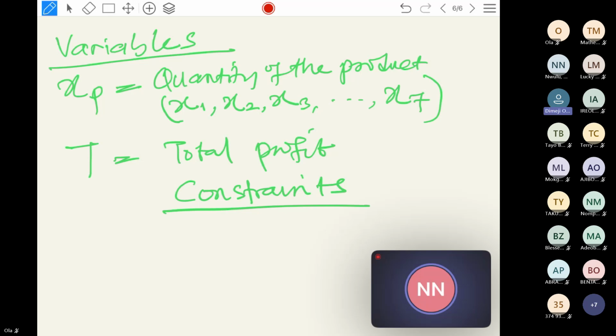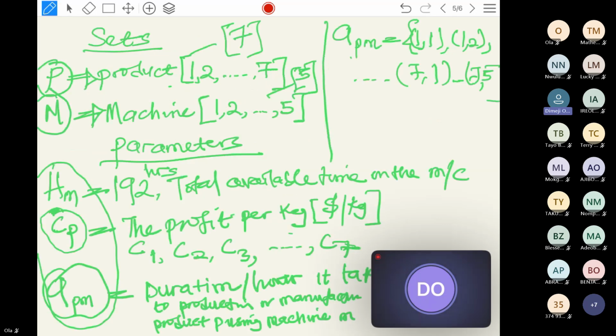Okay. This one is actually the parameter, because if you look at the table that was given to us initially, we are given two tables. This table here, and this table. So this one tells us the time it will take to produce 1 kg of products in each of the machines. So maybe what you said relates to this, right?